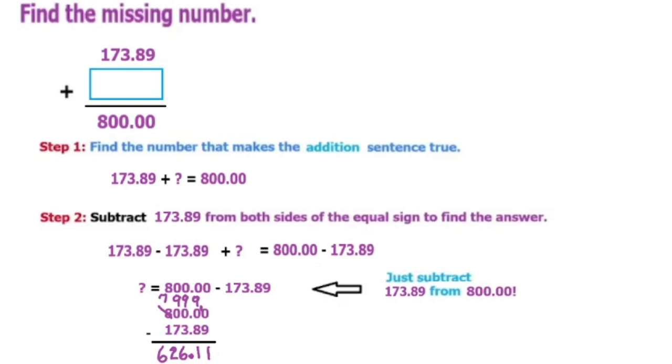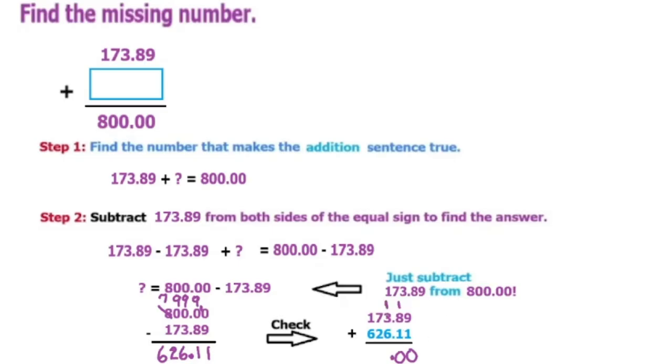So how do we know if that's right? We would have to check. So how you do that is you take the original question, put in the number that you just found, 626.11, and then add to see if you get the number here of 800. So let's add that now. 9 plus 1 is 10. Let's carry the 1. 8 plus 1 plus 1 is 10. So we have to carry this 1. Don't forget to put down your decimal, okay?